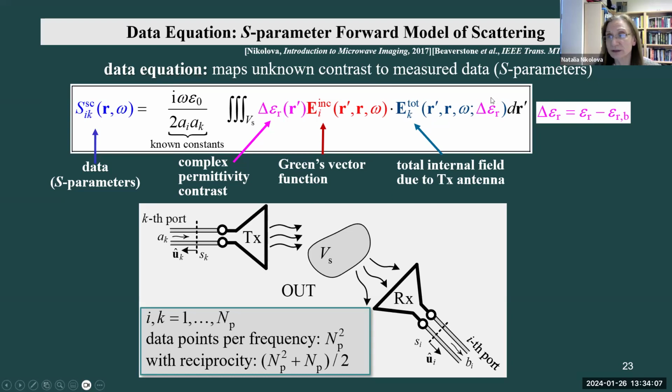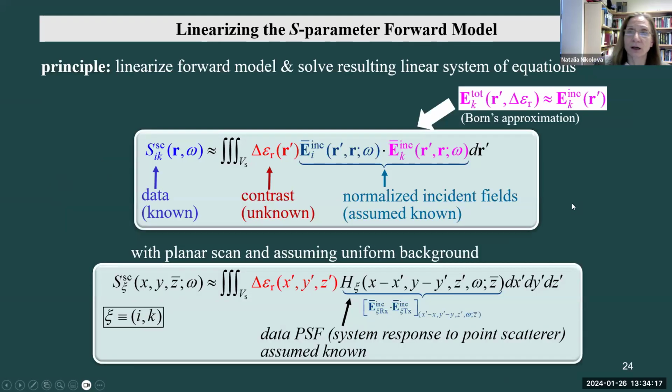And on top of it, it depends on the permittivity contrast. So now that we know how the data is related to the field and to the contrast, we've got to talk about how we're going to invert it. Well, for fast image reconstruction, it is highly recommended to first linearize your forward model, which means that you will be reducing it to a linear system of equations.